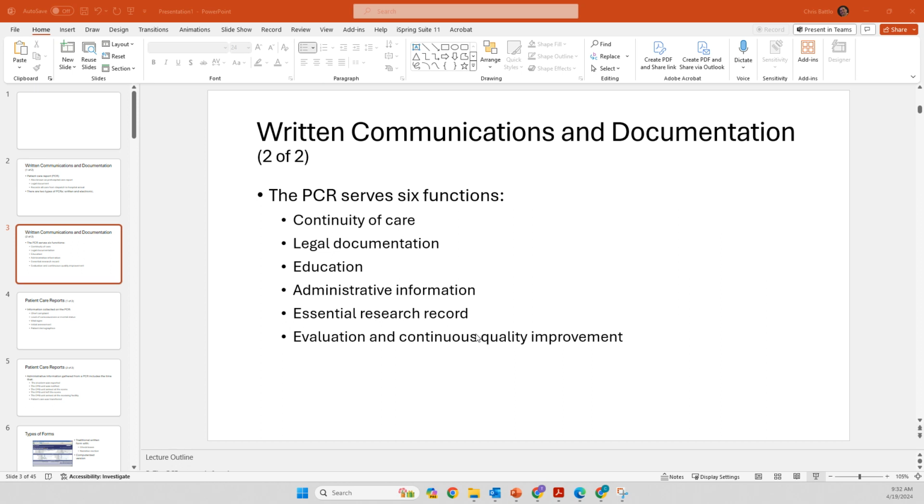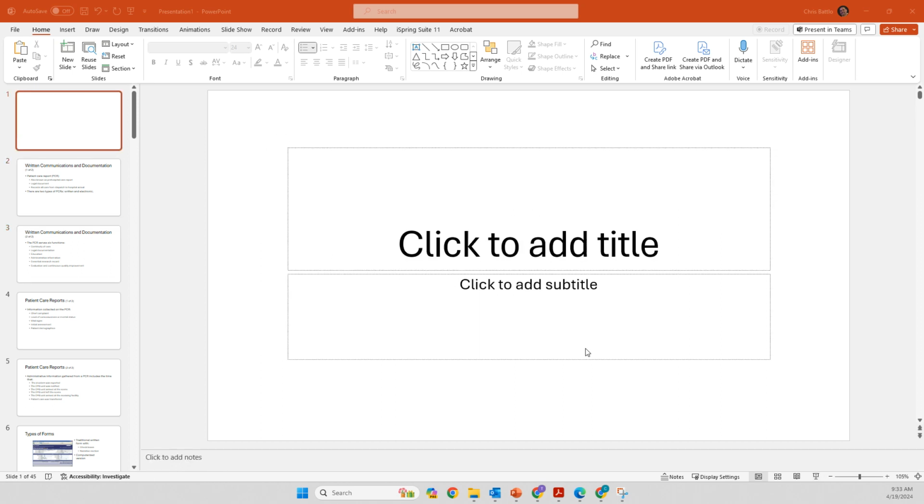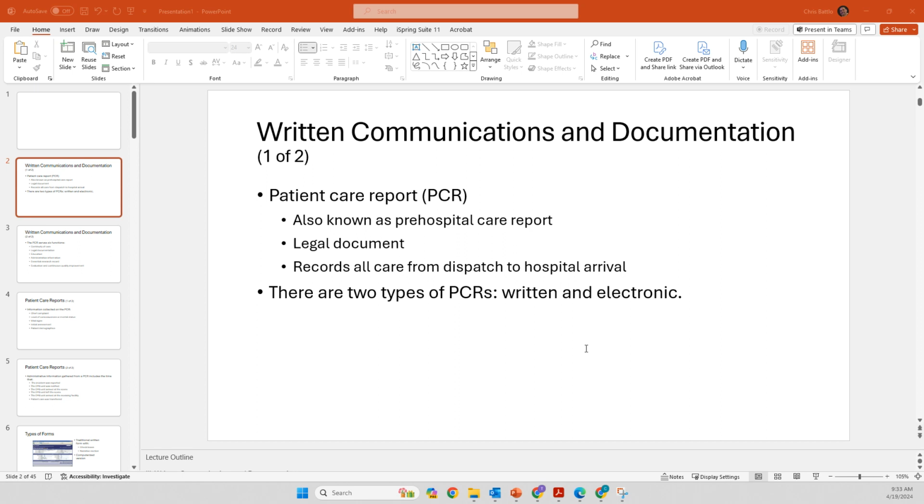But let's talk a little bit about why it is important. Rule number one, and don't ever forget what I'm about to tell you right now to keep you out of trouble with your employers and everybody else in the world: your patient care is not complete until your PCR, patient care report, is finished and filed. Okay? What is a patient care report?